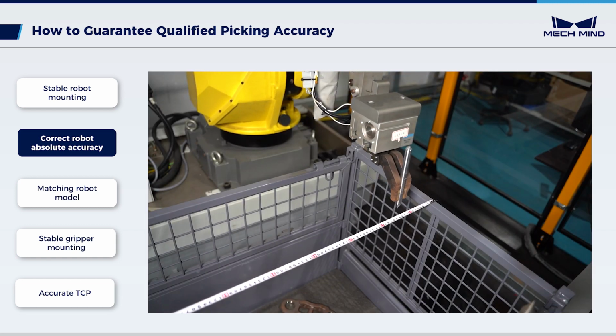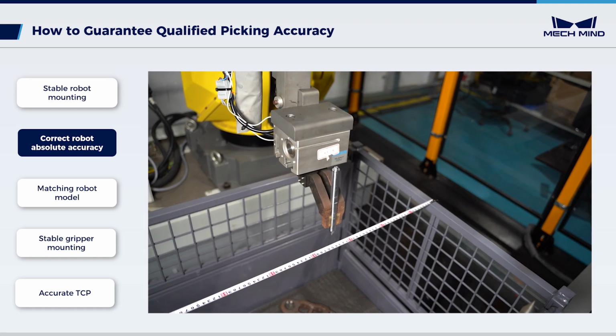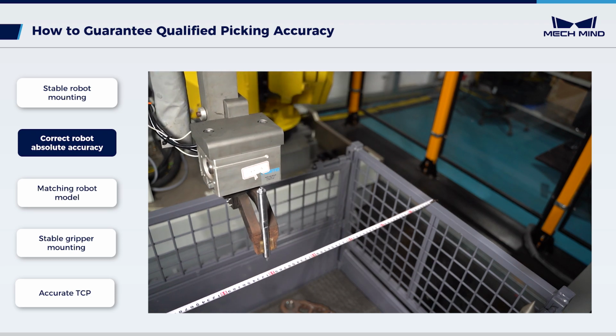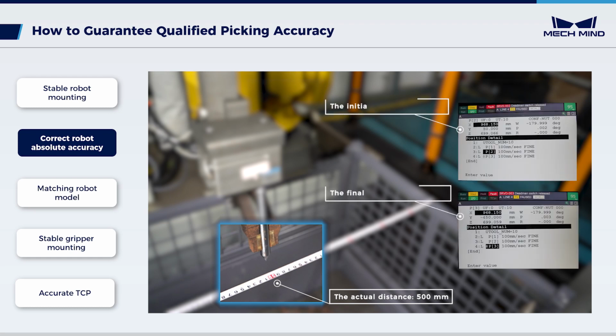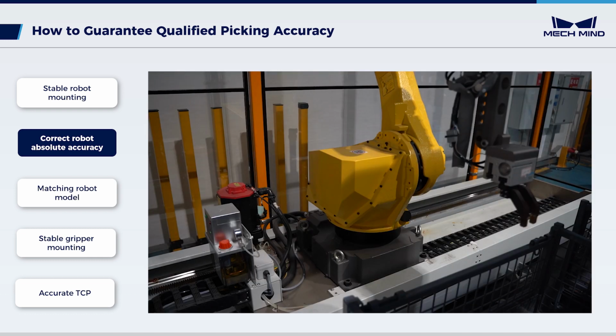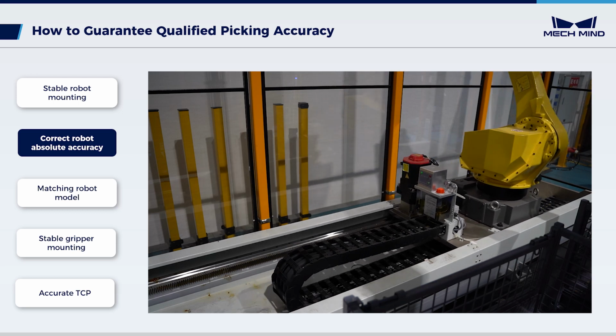Move the robot a certain distance along a fixed direction in the workstation. Measure the actual movement distance. Compare it with the distance displayed on the teach pendant. A smaller difference means a higher robot accuracy. When the absolute accuracy cannot meet the site requirements, please contact the robot manufacturer. Besides, if a 7-axis robot is used, to check its accuracy, move it a certain distance repeatedly.